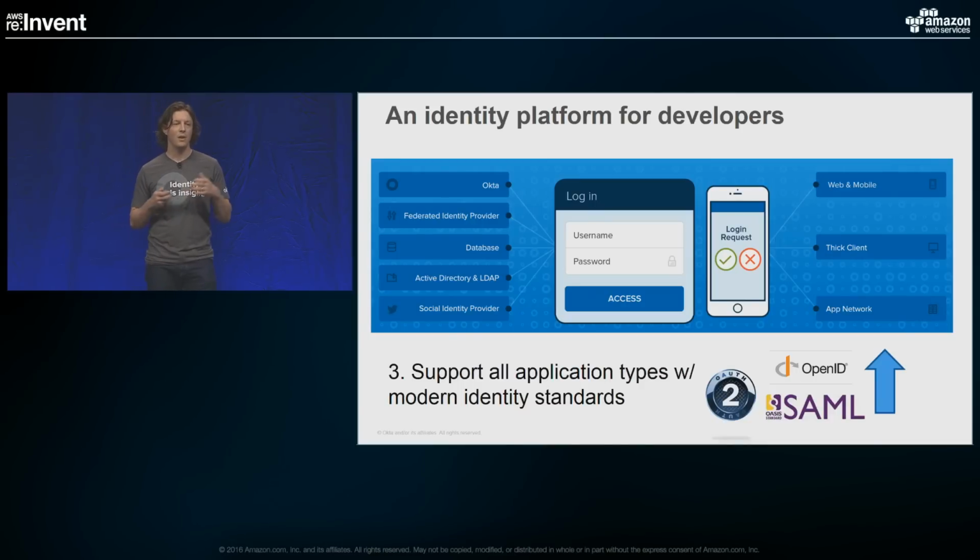Lastly, we support all different types of applications with all the modern identity standards. So whether you're trying to create a portal where you maybe want to allow people to SAML into a bunch of different applications, or you're trying to create that accounts.google.com-like experience across many different microservices in your architecture using OAuth and JWT tokens with different claims for each application, Okta can help you build that.